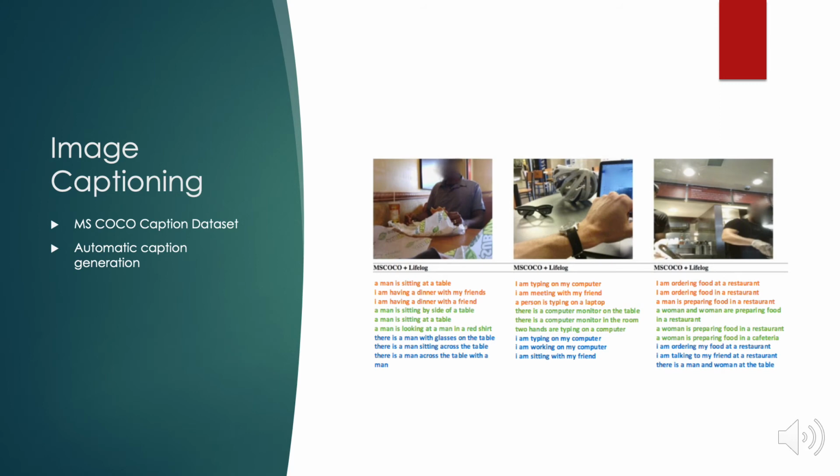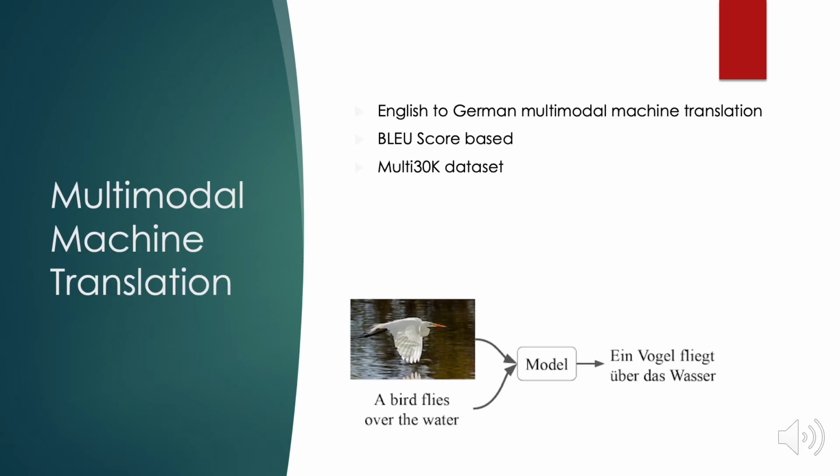Something that's actually being done a lot more now is image captioning. Just plainly given an image, can we figure out some sort of automated caption? Finally, multimodal machine translation. Here they specifically used English to German, and like most translation, they use the BLEU score to figure out how accurate it is, using the Multi30K dataset. So given a picture and a caption, can we translate it to a new language? This uses multiple modalities, the image and the language, to figure out how to best translate it.